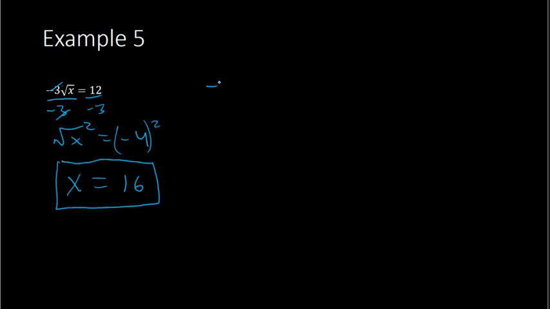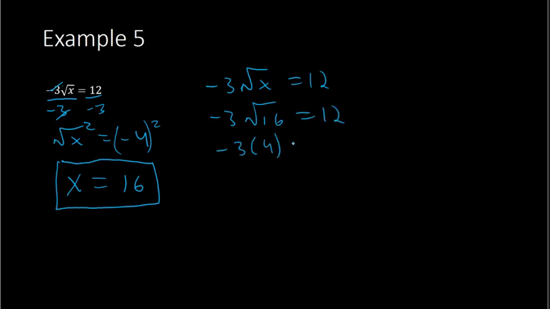And I can double check by plugging it back into the original equation. So if I plug a 16 back in for x, I'd have the square root of 16 right there. The square root of 16 is 4. So I have negative 3 times positive 4. That's not equal to 12. That's going to be negative 12. So notice that when we plug this back in, it does not give me back out what I started with. So what that means is that this is not actually a solution.